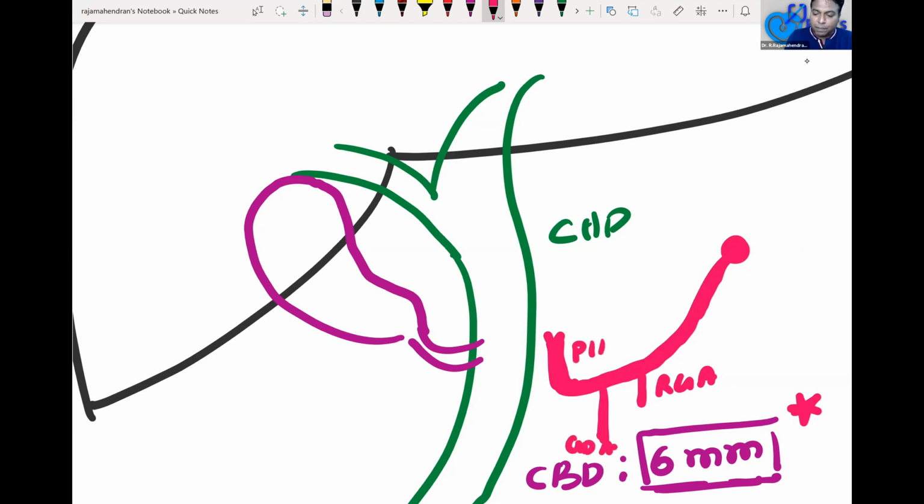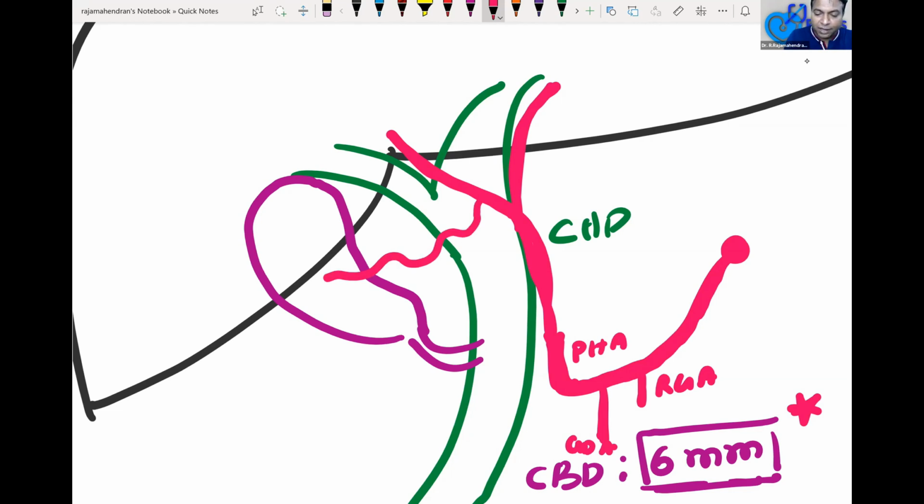After that, it becomes the proper hepatic artery. It now divides into the right hepatic artery and left hepatic artery, supplying the two lobes of the liver. And from the right hepatic artery, you get a branch that is the cystic artery, supplying the gallbladder.